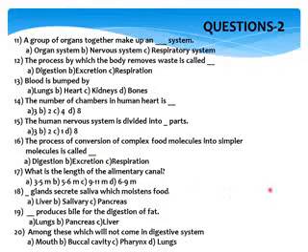The 15th question: the human nervous system is divided into 2, CNS and PNS, the central nervous system and the peripheral nervous system. It is divided into 2.